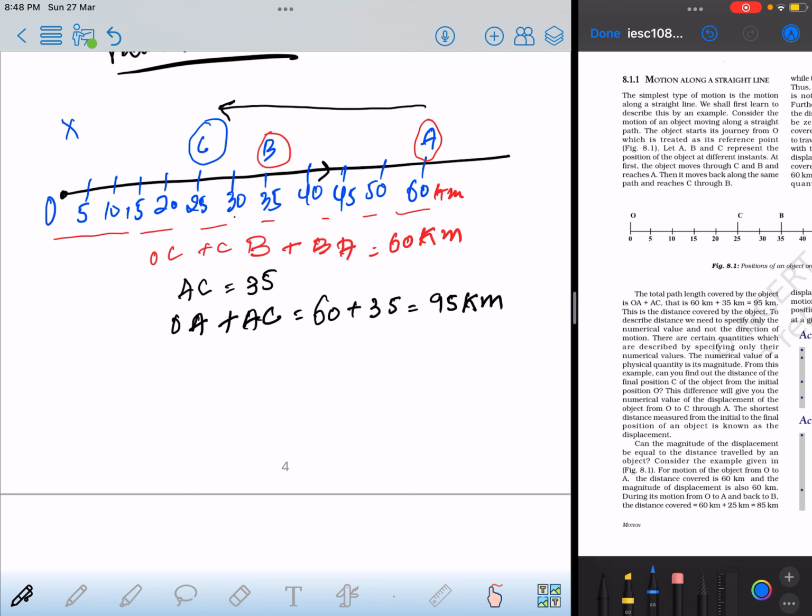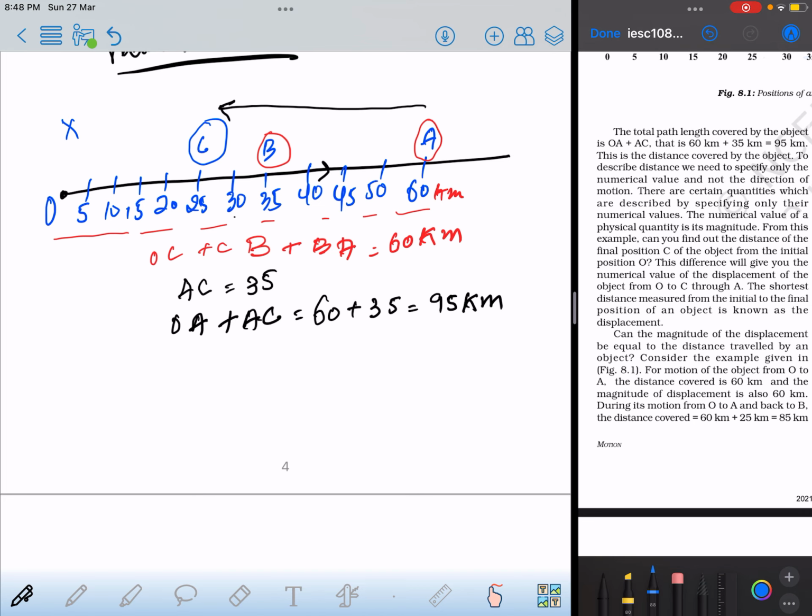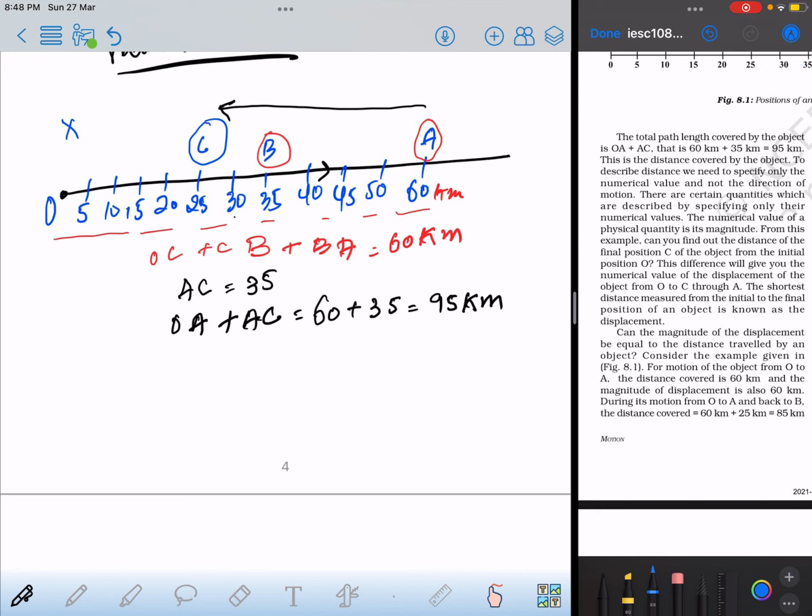You will not find this kind of example in any of the reference books to understand the concept of distance and displacement. So try to concentrate on this. This is the body; it went from O to A to B, and B to C. So this is the distance covered by the body.